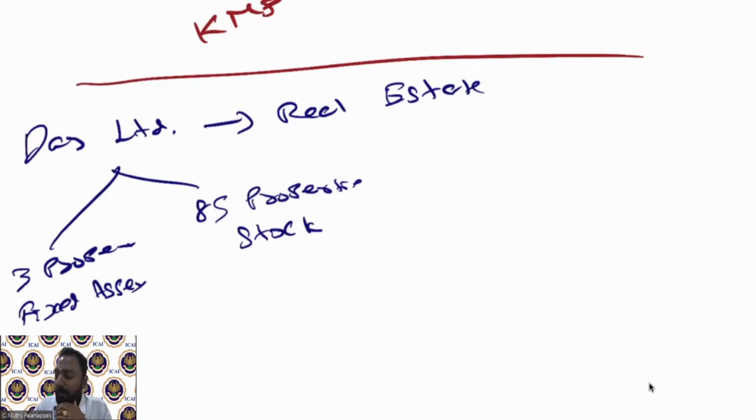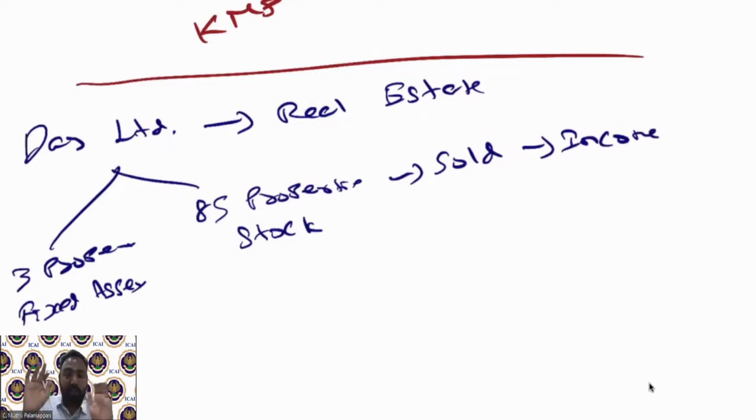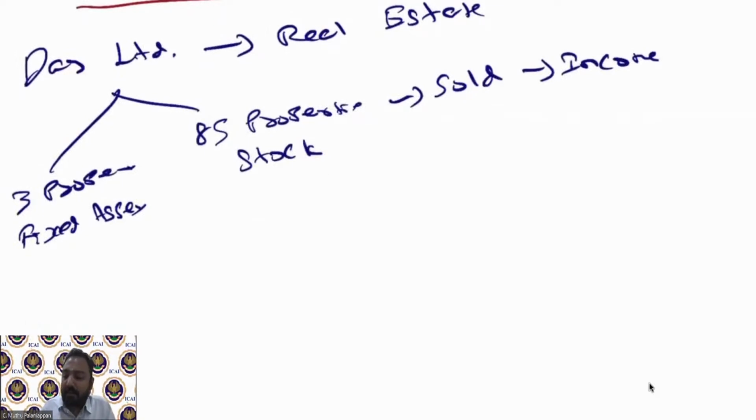When a particular property is sold, it will be recognized as an income. Correct? We are all clear on that. There is no double thought on this. So when you have a stock and you sell it, you treat it as an income. This is very clear. Now, Day Limited feels one property has to be shifted from stock to fixed asset, which means they feel this one property should be utilized for their own purpose and should not be sold. So they're converting the stock into a fixed asset.